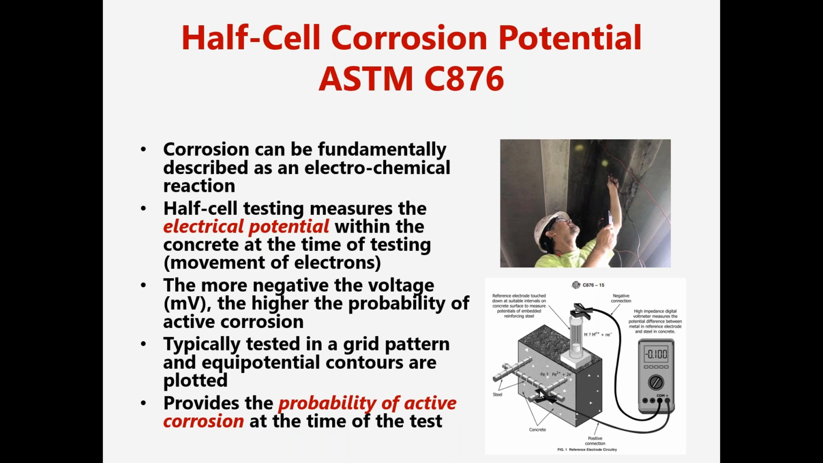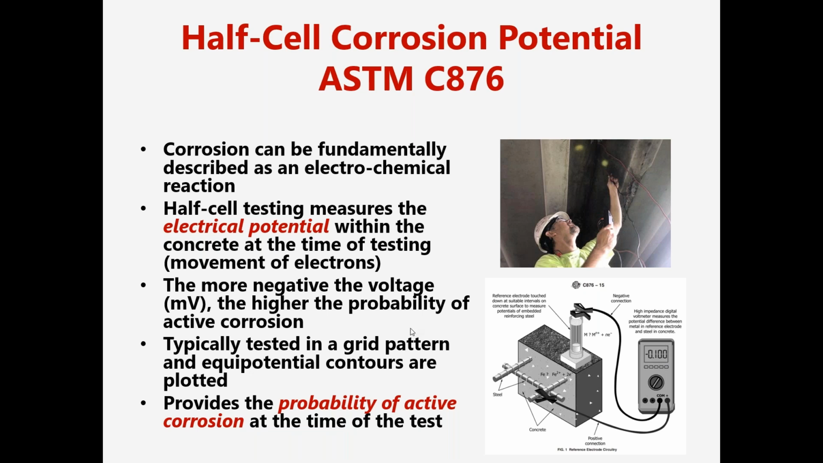And then we put an ohm meter on it, like what you see here in the picture, and we just make sure that there's electrical conductivity. But again, we set up a grid system, maybe every 1 foot in each direction, maybe every 2 feet, depending on the size of the slab. And we measure the electrical potential with this ohm meter. And the more negative the voltage is, we're typically reading things in millivolts. So this is like negative 100 millivolts.